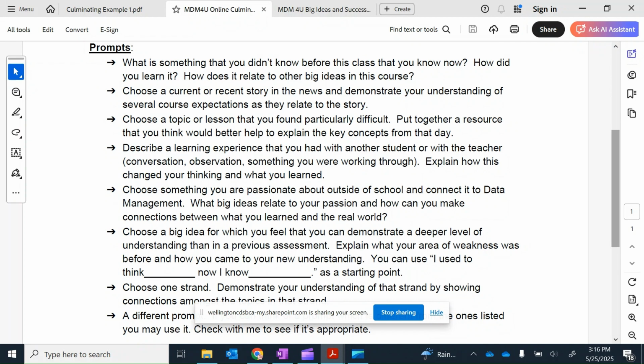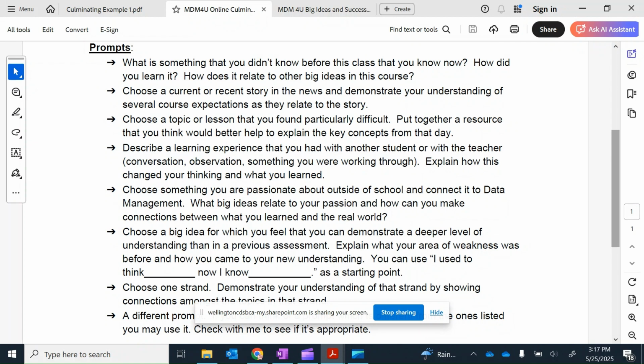You could pull a news study. You could look at a news story. You can look at polling and describe what the margin of error is, because that's what we discussed in Unit 1. You could talk about something you found difficult. Prompt 3 here could be something like understanding permutations, combinations, or maybe there's some probability item there.